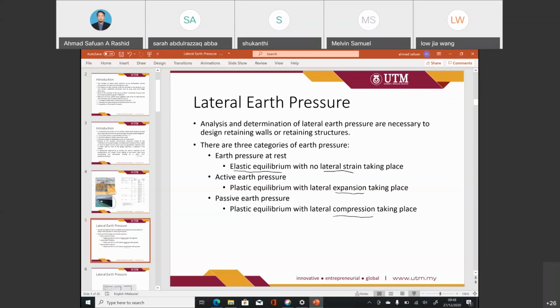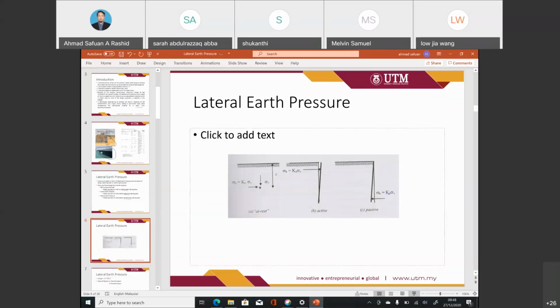So this is an example where the condition is at rest, where the soil behaves in a stable condition. While when we discuss the active, the soil has a tendency to expand. And for the passive part, it normally happens at the lower level of soil, where the soil starts to compress. So these are the three common conditions when we discuss lateral earth pressure.